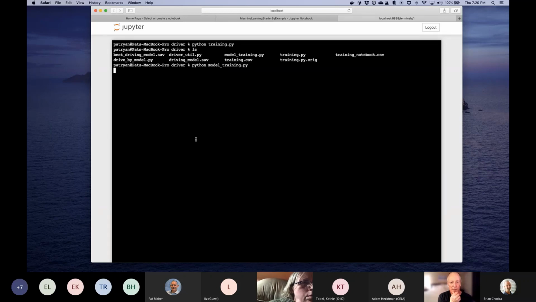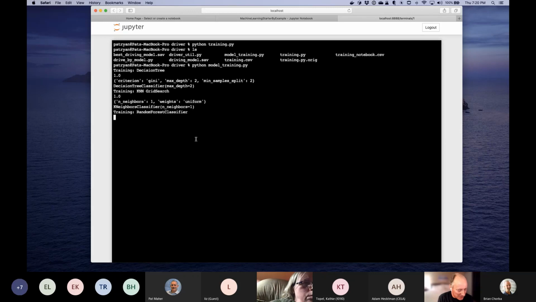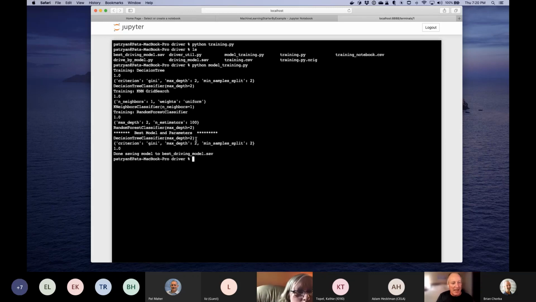So now I'm going to train that. I run through 3 different types of algorithms, and I look at a few different parameters. Now, this 1.0, that's the accuracy. So for any of the algorithms that I have selected here, it's saying it was perfect. It was able to perfectly predict, no matter what the road configuration looked like, what it should do.